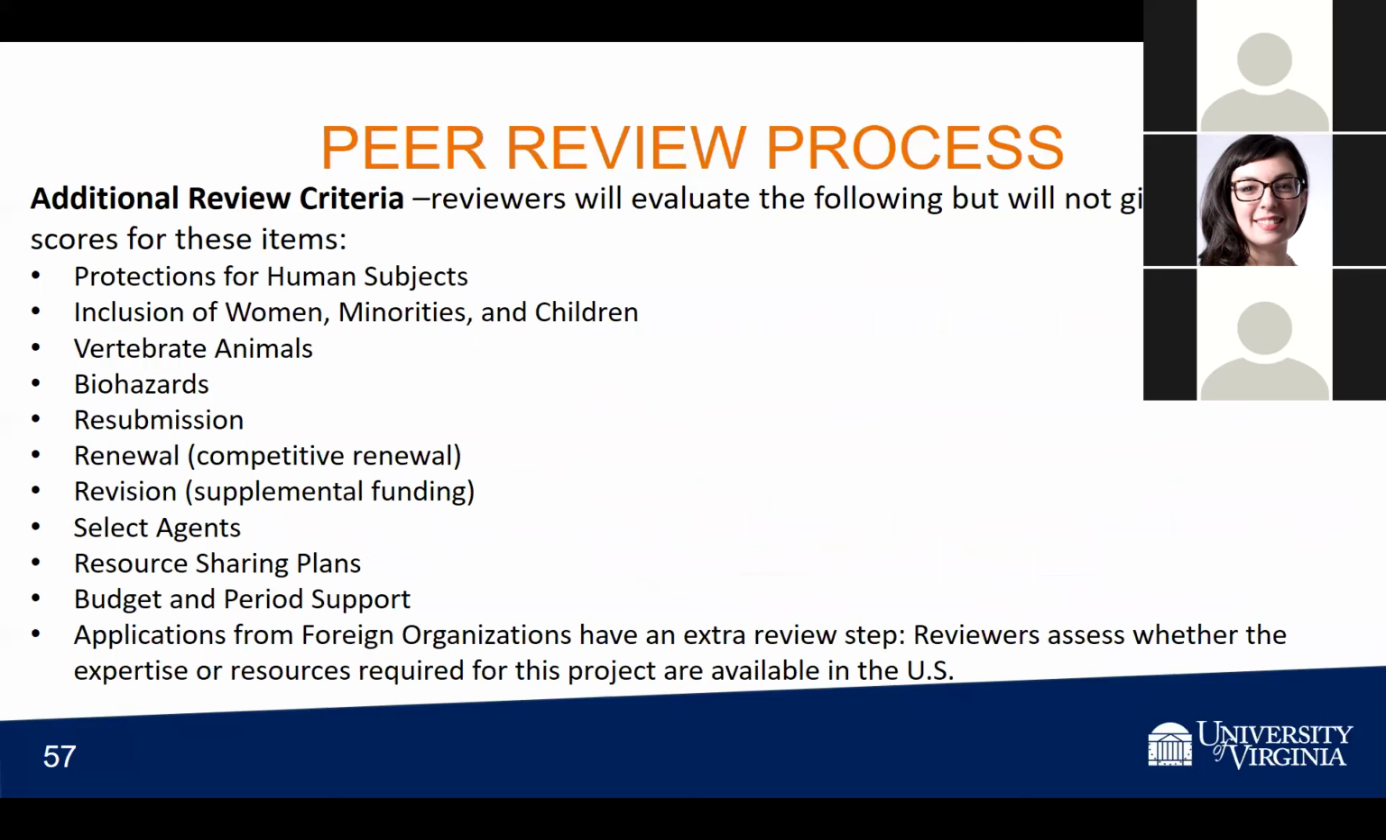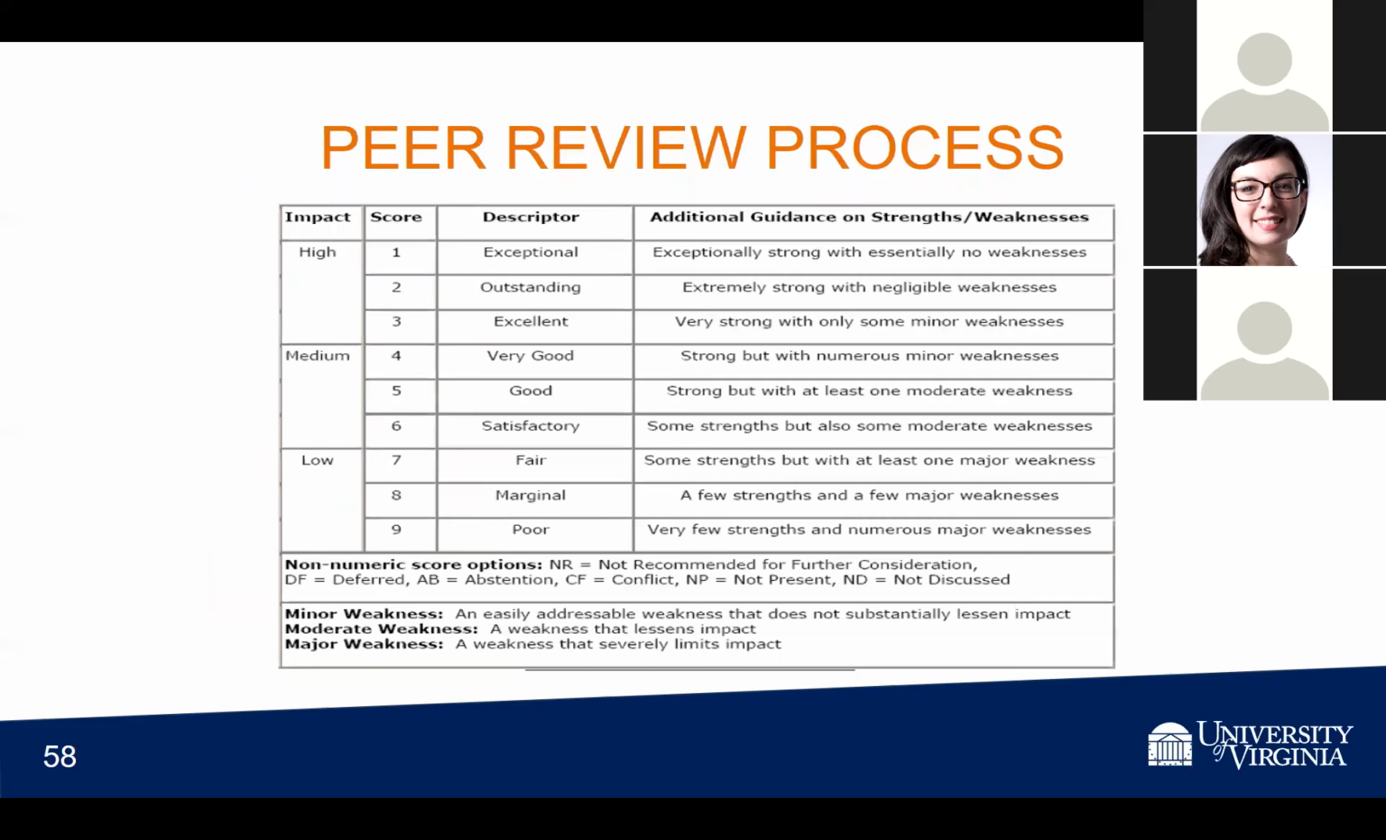And sometimes there'll be additional criteria as well relating to protection of human subjects, inclusion of women, minorities, and children, vertebrate animals, biohazards. Is this a resubmission? Is it a renewal? Is it a revised application? What other things are going on? Select agents, budget, and period of support. And then, if it was an application from a foreign organization, the reviewers have some additional steps they need to take as well. And here's an example of the scoring guide that the peer review group would use.